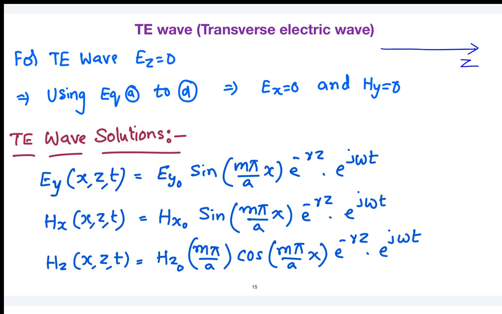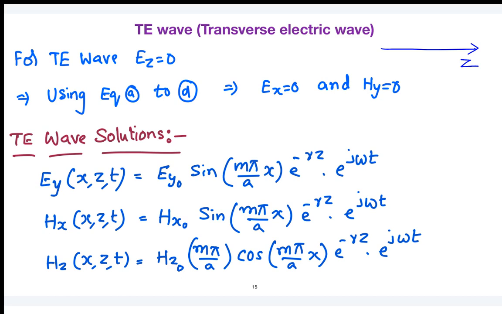So will you agree with my point? So when I say transverse electric wave, there is no electric field in the Z direction. Agree with my point? Yes or no? Yes, sir. Yeah. In other words, you can say the electric field is perpendicular to Z. You can say simply it is Ez equal to 0.